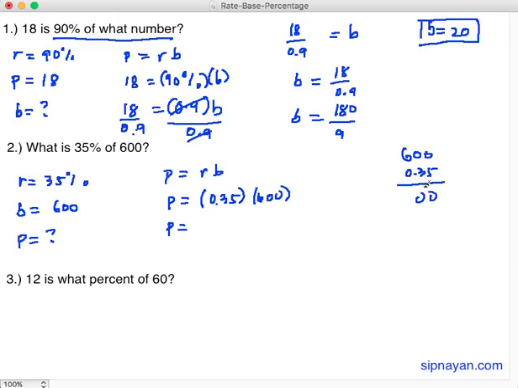So, P equals 600 times 0.35. We have 0, 0, 30. We have 0, 0, 18. So, 0, 0, 0, 21. Ilang decimal place? Dalawa. So, mag-move tayo ng dalawa. So, 210. 210 is the correct answer.